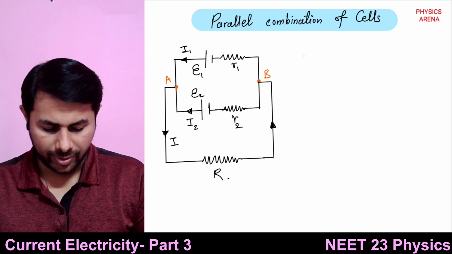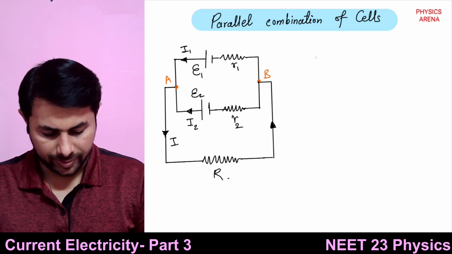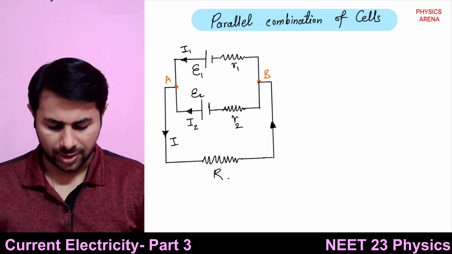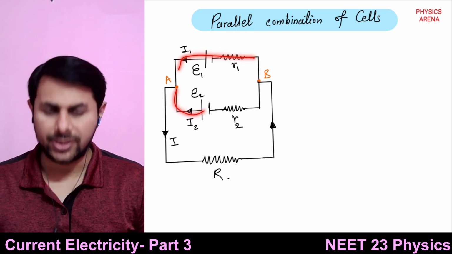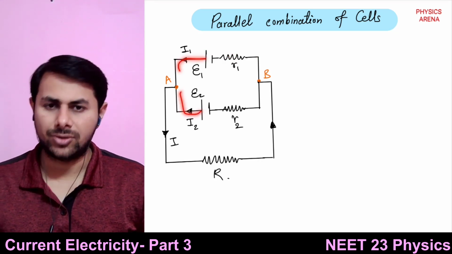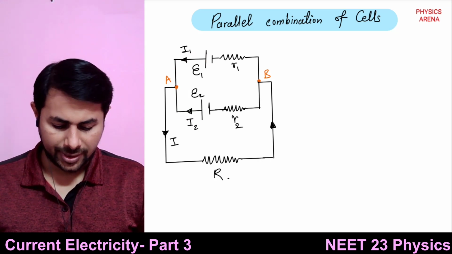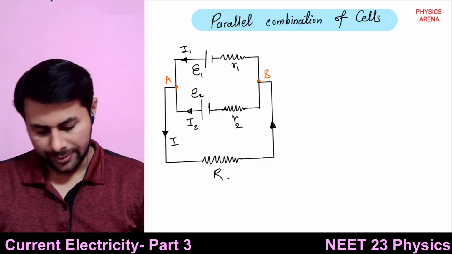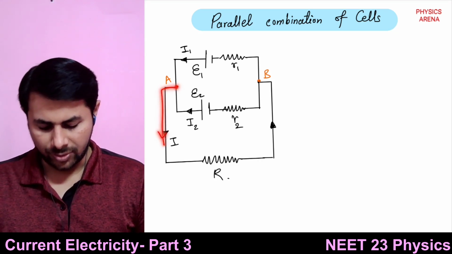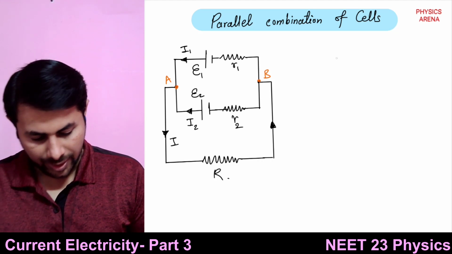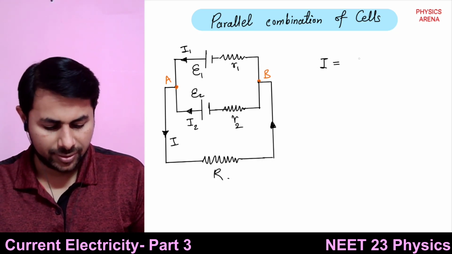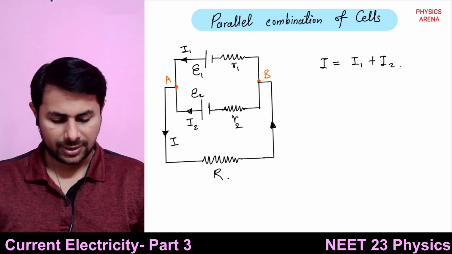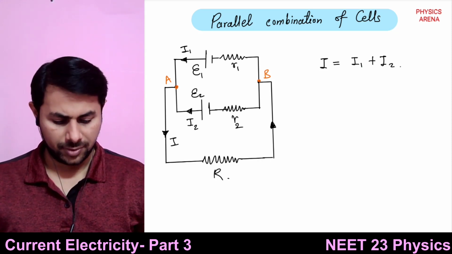So for that, we'll start with the current. Let's suppose I1 and I2 are the currents flowing through these two branches, or the current flowing out of these two cells, we can say, which have EMF equal to epsilon 1 and epsilon 2. So the two currents combine at this point, the total current is I. So we can write that I is equal to I1 plus I2.